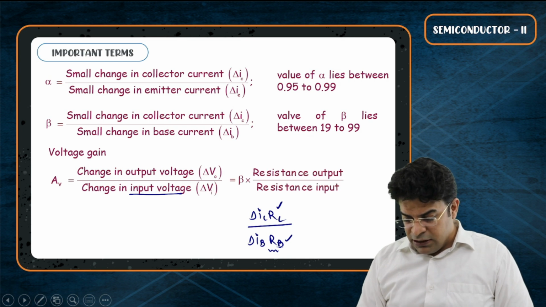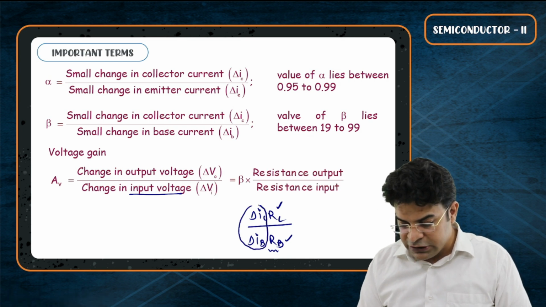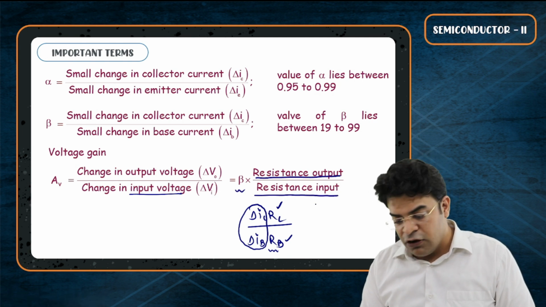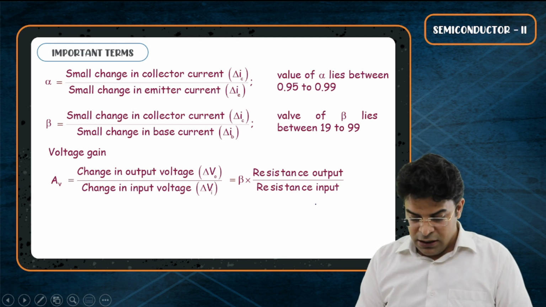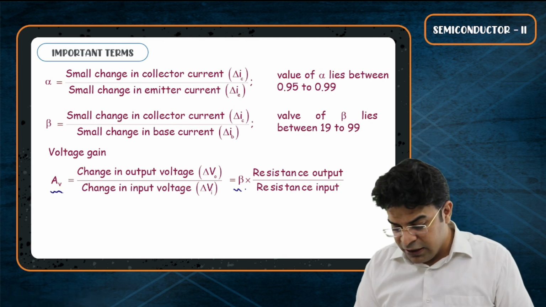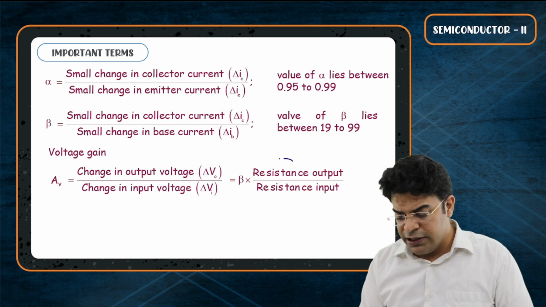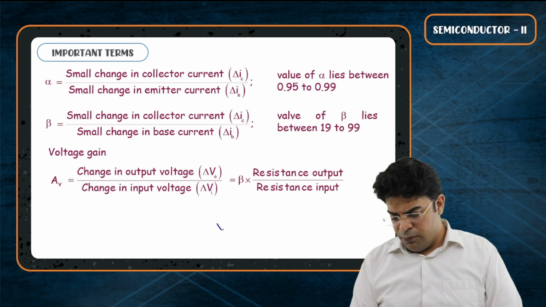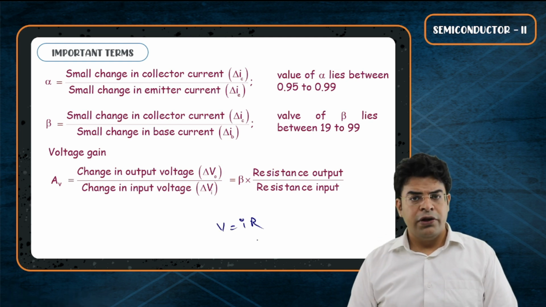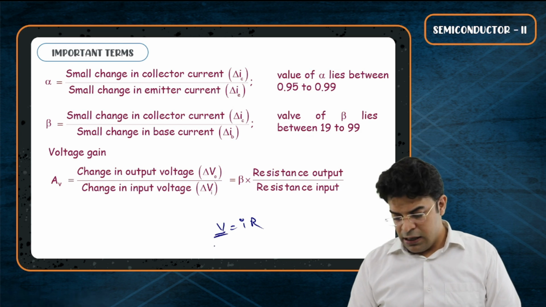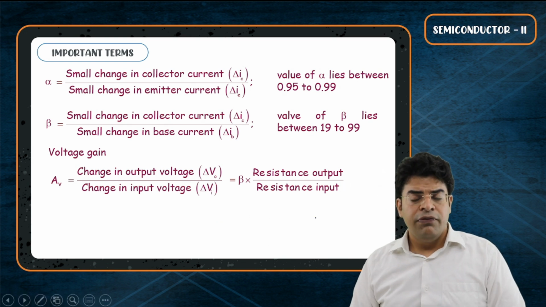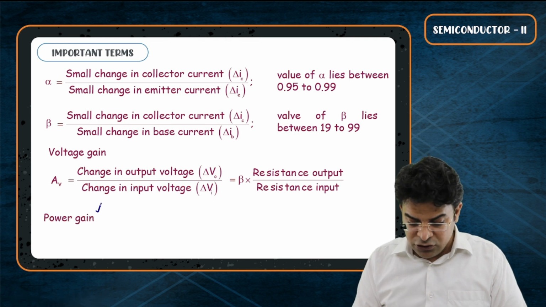Now you can say this thing to be the same as beta, which is current gain, multiplied by resistance of the output upon resistance of the input. So you can write the voltage gain as current gain times resistance gain. I personally do not like to use the term resistance gain, but to understand that, you can think of potential equals I into R. So potential gain AV equals current gain beta times resistance gain, which is nothing but the output resistance upon the input resistance.